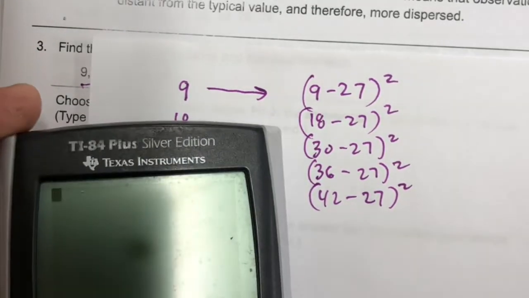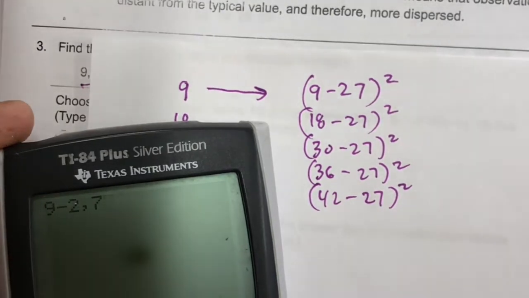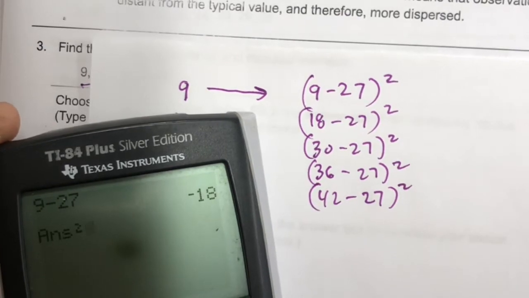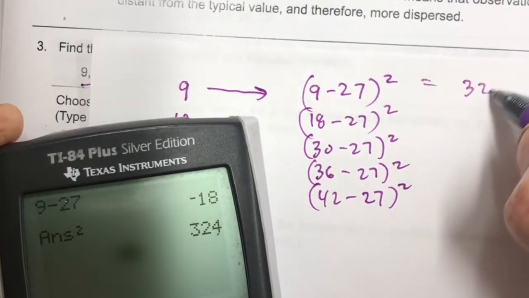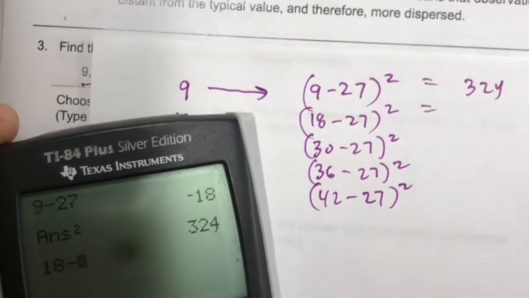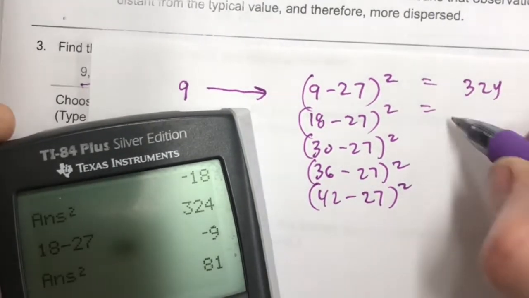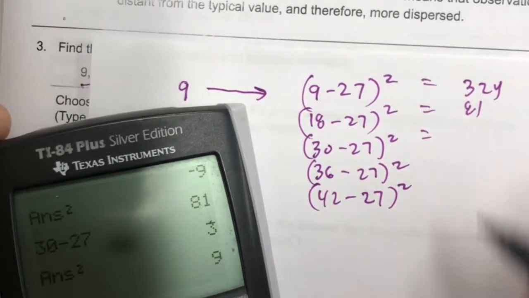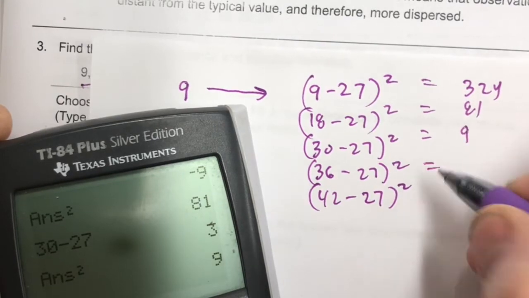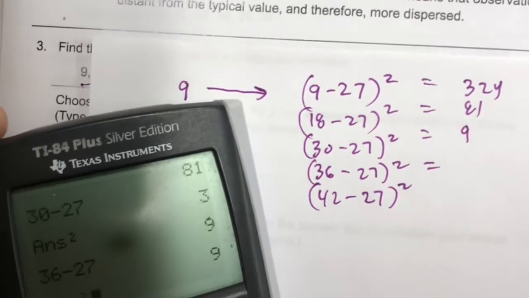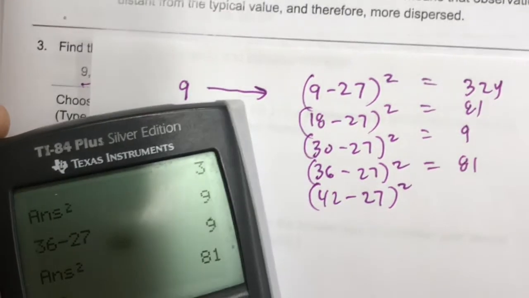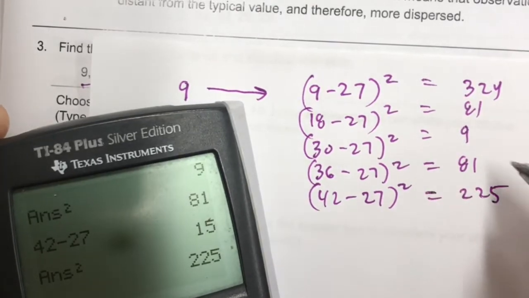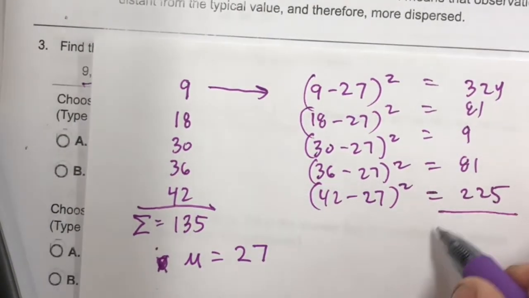Punch this in. I just go 9 minus 27, enter, square it, enter. This is 324. I do this one: 18 minus 27, enter, square, enter. That's 81. I do 30 minus 27, enter, squared, enter. That's 9. 36 minus 27, enter, square, enter. That's 81. And then 42 minus 27, enter, square, enter. 225. And then once I do all of them, I get the sum of those.